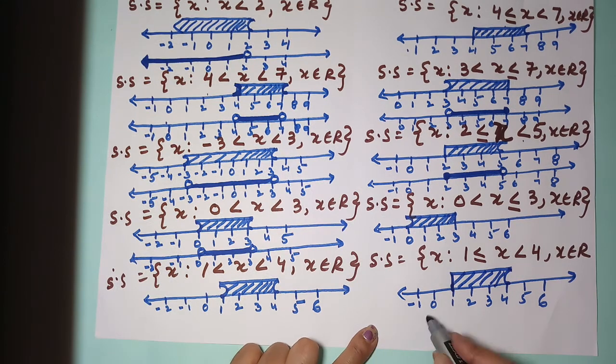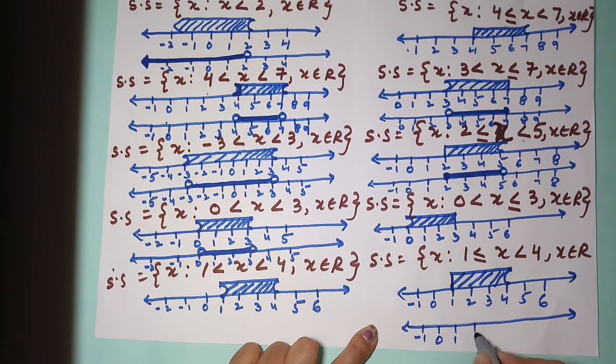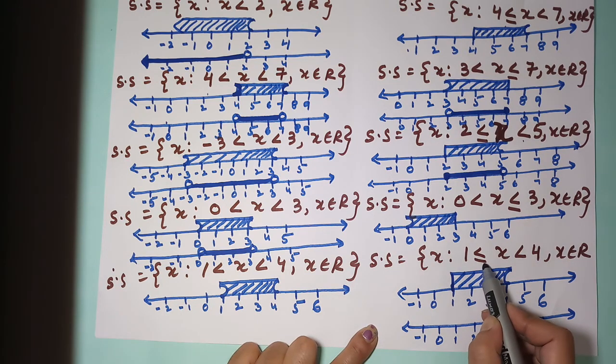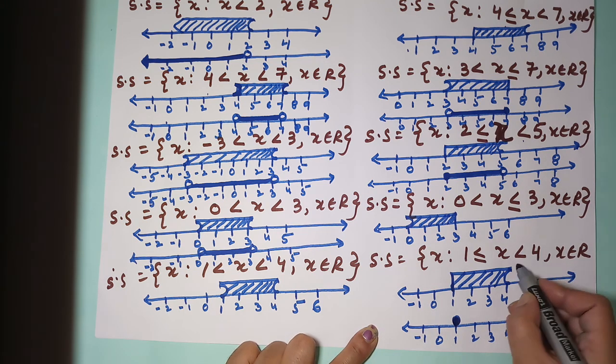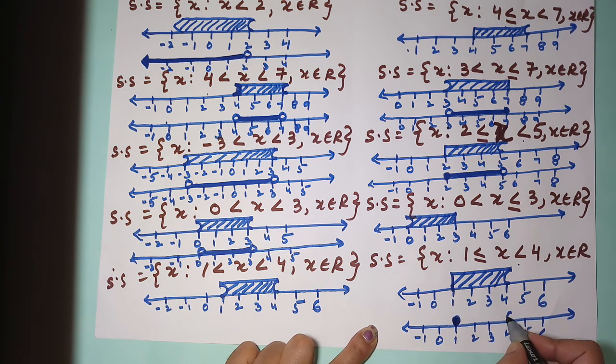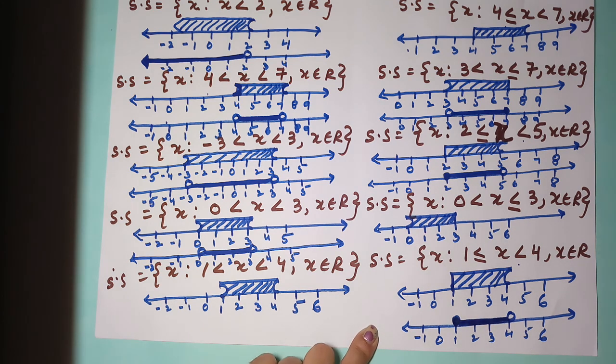So what is the other method for this? -1, 0, 1, 2, 3, 4, 5, 6. Go to 1, equality sign is there, so place a dark circle there on 1. Go to 4, equality sign is not there. Place a simple circle, not the darkened one. And then darken this portion between 1 and 4. That's it.